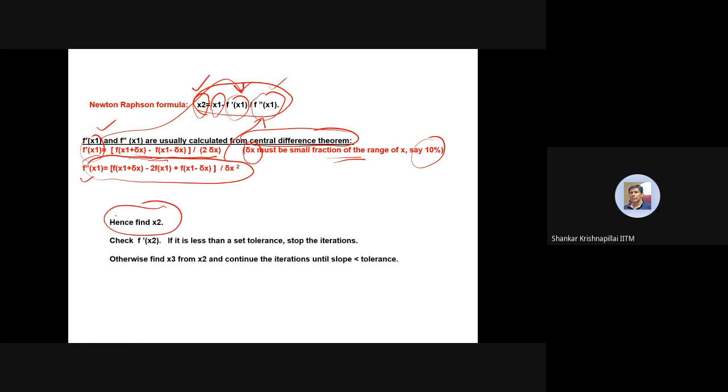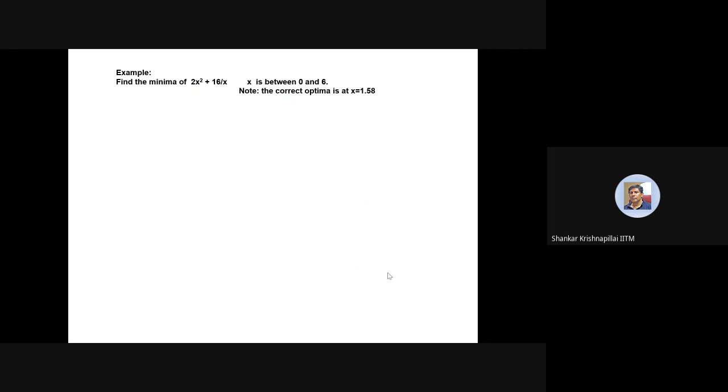Hence find x2. Now you have to check slope of x2, slope of the curve at x2. So if the slope is approximately 0, or if it is satisfying within a given tolerance, then you can stop. But suppose x2 is here, okay, slope is not 0, then you need to further continue the search and find x3. So x3 is found from x2 from this same iterative formula.